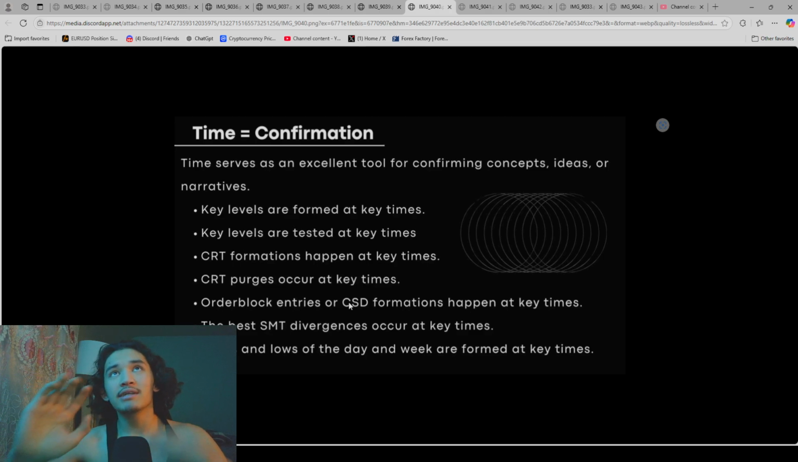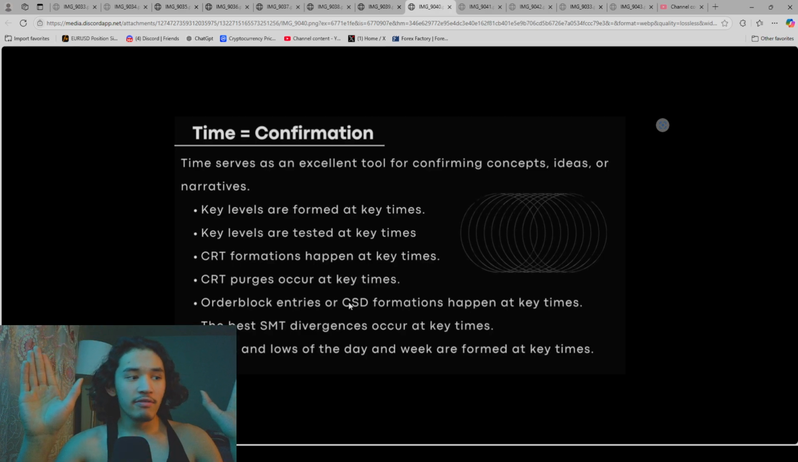I'll give you guys a chart example as well, right? Don't worry about the chart example. Let's get over with the PDF, then we can get a chart, then we can teach you, right? This right over here: the best SMT divergence occurs at key times.